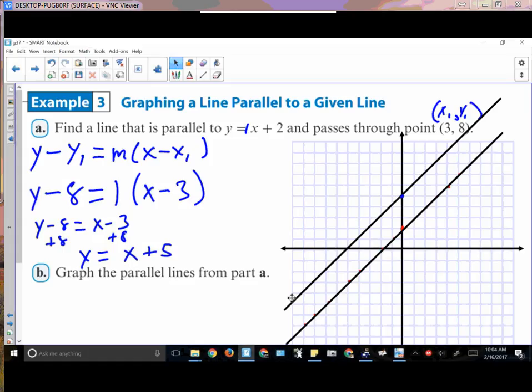Now the question is, did it actually go through 3, 8? That's what I wanted in the beginning, right? So 1, 2, 3, 1, 2, 3, 4, 5, 6, 7, 8. Went right through it. Okay. So that's how you get the equation of a line to pass through a point.